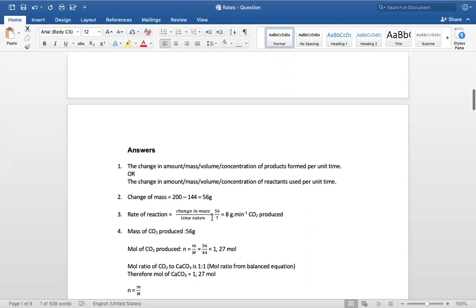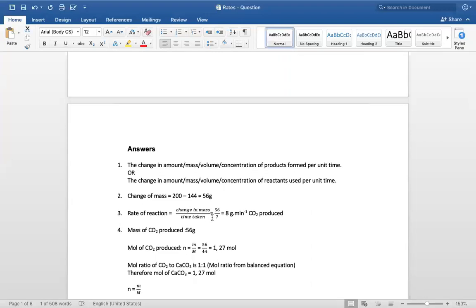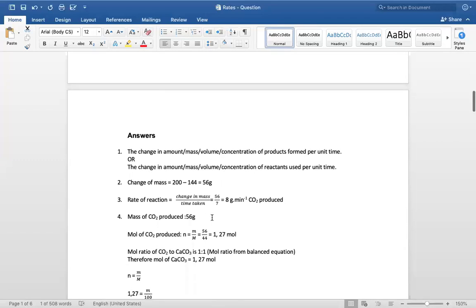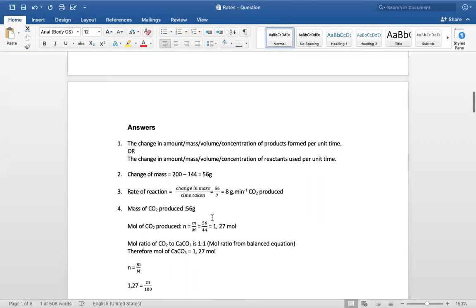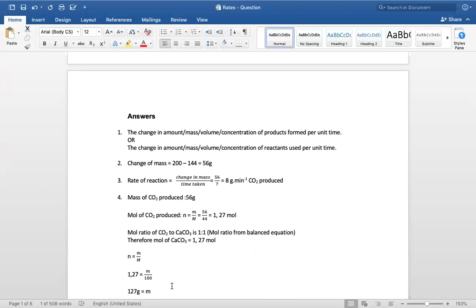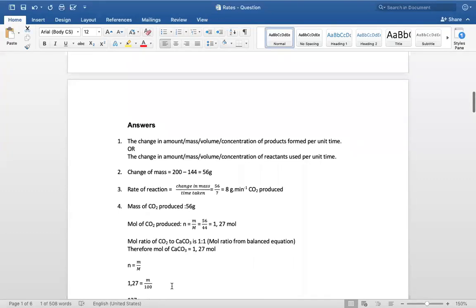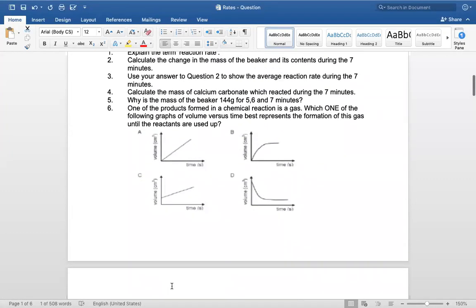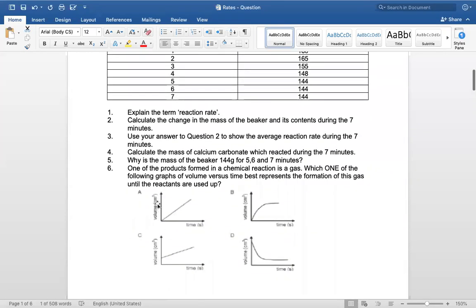So number of moles is equal to actual mass over molar mass, all right? The actual number of moles is 1,27. The actual mass is what we want to find, over 100, which is the molar mass of calcium carbonate. And you get 127 grams, correct? So that will be how you work out the grams of calcium carbonate that reacted in 7 minutes. Number 5.